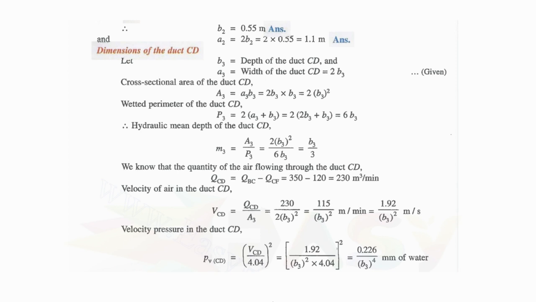Now we have to get the dimension of duct CD, our main duct. So taking the dimension and cross section, the wetted perimeter is also calculated. Now similarly as before, we get the quantity of air QCD equal to QBC minus QCF. QCF is given in the question, which is 120. So 350 minus 120 is 230 meter cube per minute. Now velocity at CD is Q upon A, which is 1.92 upon B3 square meter per second. Put into the velocity pressure formula and get the value of velocity.